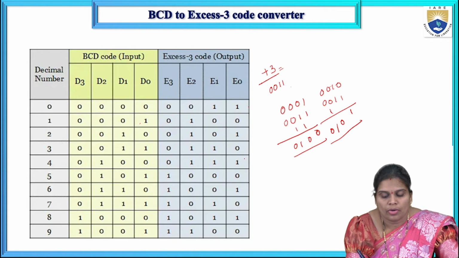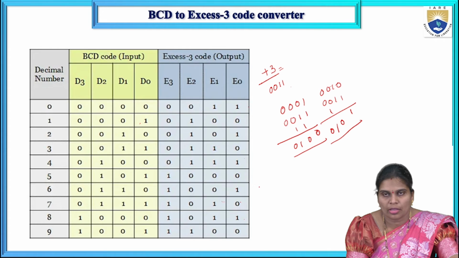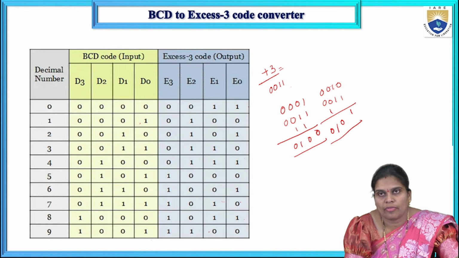For 4, 0, 1, 1, 1. For this, 5 plus 3 is 8. 6 plus 3 is 9. 7 plus 3 is 10. 8 plus 3 is 11. 9 plus 3 is 12. So in this XS3 code, the values are presenting all the values, not only 0 to 9. Here up to 9 is possible. That's why here we are taking 0 to 9. The equivalent value is 1100.